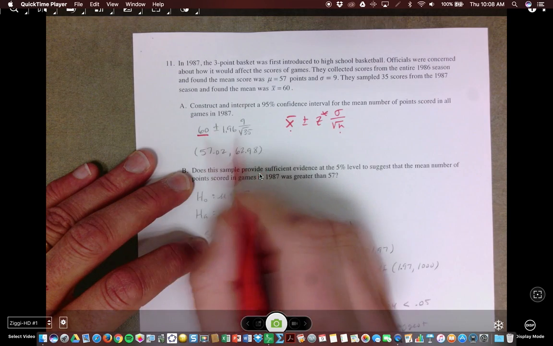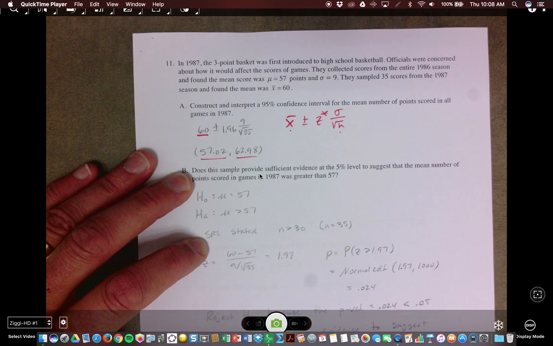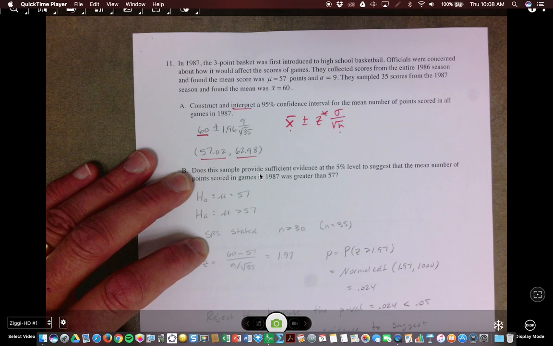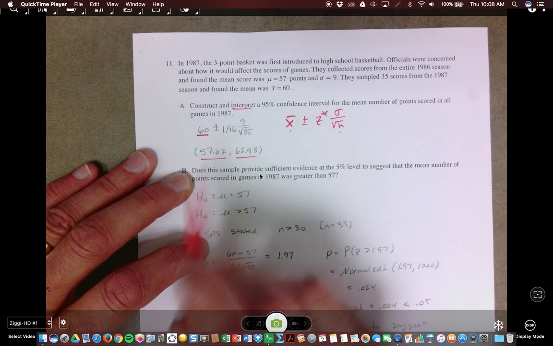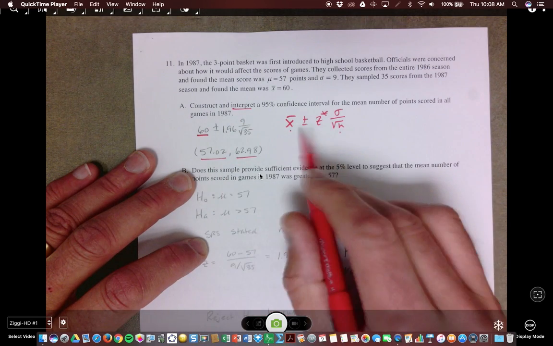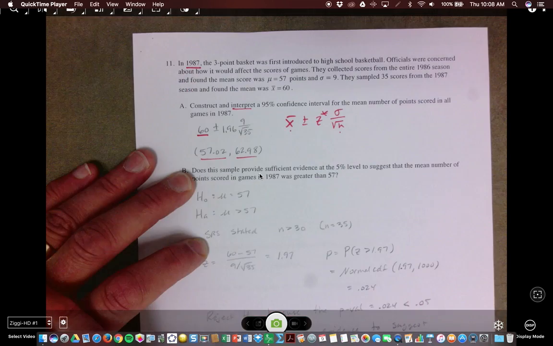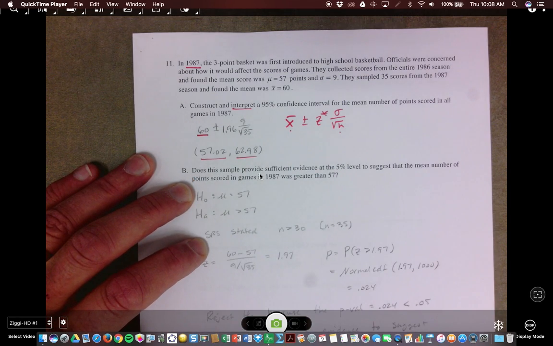All right, so when you clean this up, you're going to get that this runs from about 57 to almost 63. Now I did forget to do one thing on my answer key, and that was to interpret this, but the interpretation would be, I am 95% confident that the average number of points scored during the 1987 season is somewhere between 57 and almost 63 points per game.